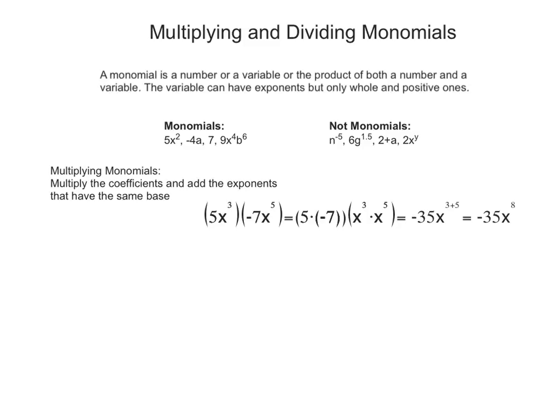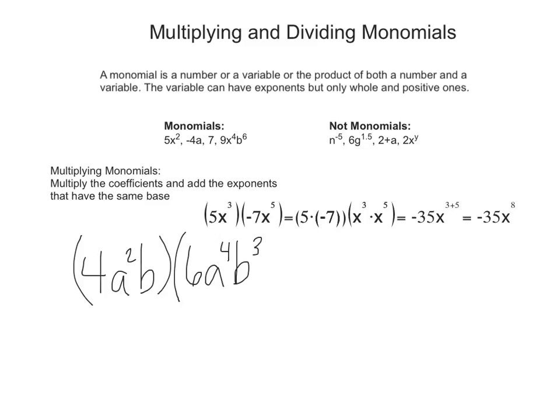Let's try an example together, and feel free at any point to stop this video and try to finish it on your own. Let's do 4a to the power of 2 and b times 6a to the power of 4, b to the power of 3. I'll start off by separating my coefficients. So I have 4 times 6.